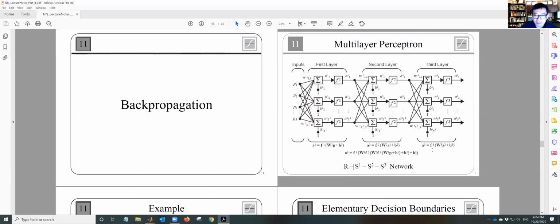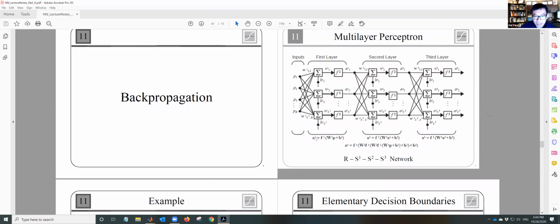Okay, excellent. So A1 equals F1(W1 P + B1). A2 equals F2(W2 A1 + B2). A3 equals F3(W3 A2 + B3). Make sense? So each layer has its own weight and bias. If you nest them together, it will become this.